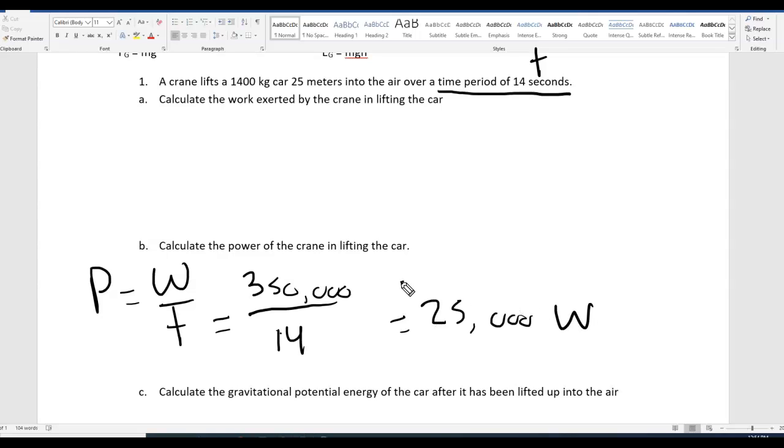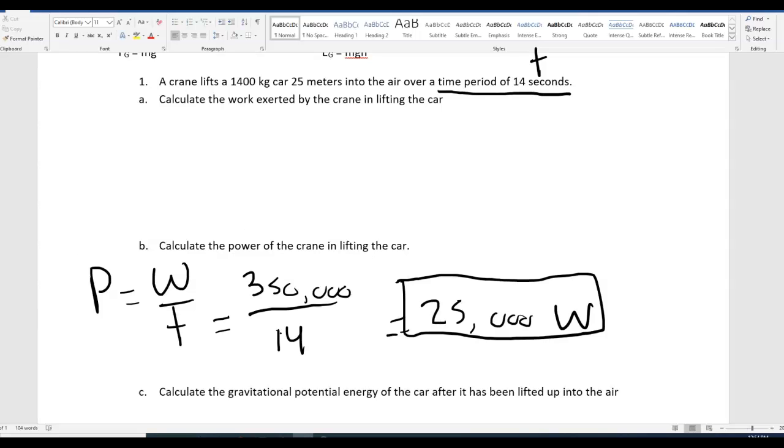Notice again that this W comes at the end of a number. That means I'm using it as a unit for power. So 25,000 watts is the power exerted by the crane to lift the car. Remember, power has to do with how quickly that energy is changed over time. Pause it there if you need to look at that.